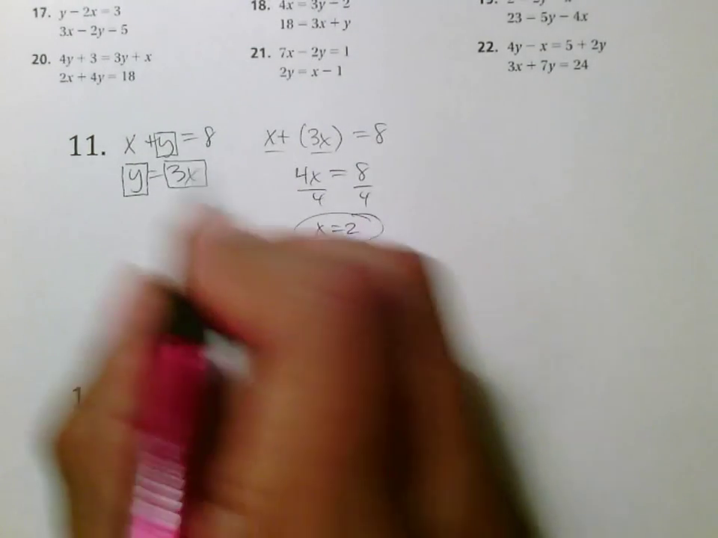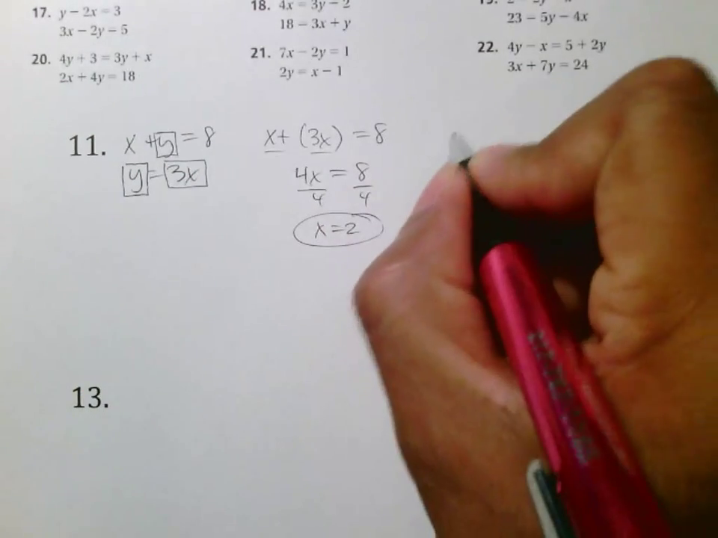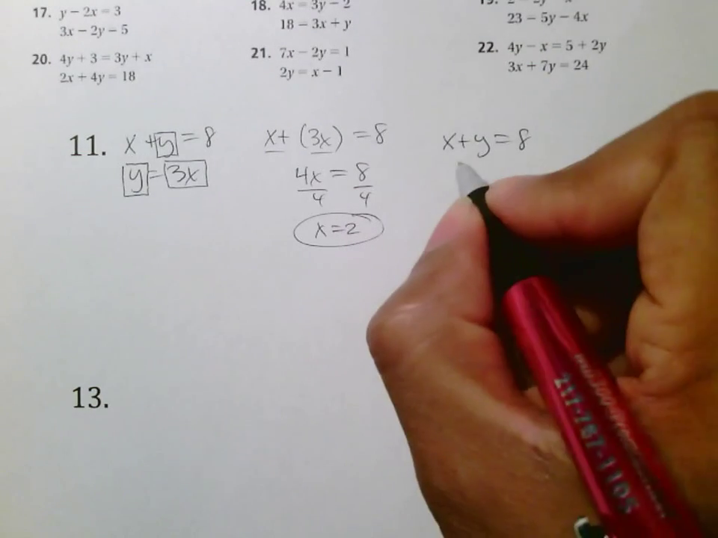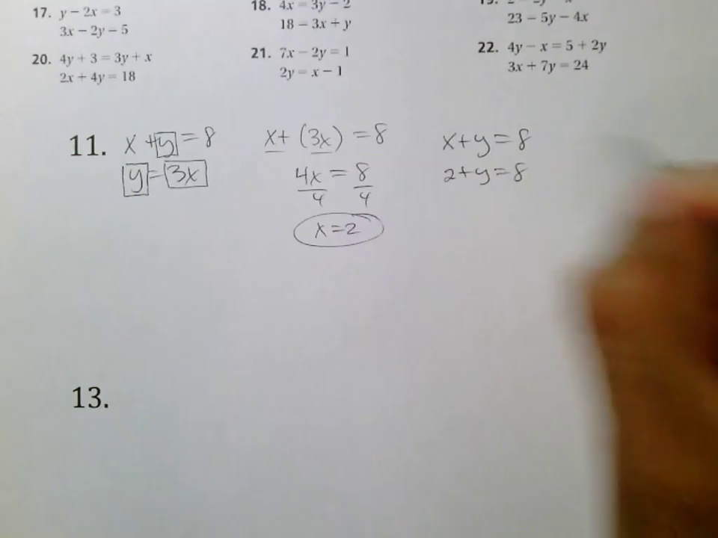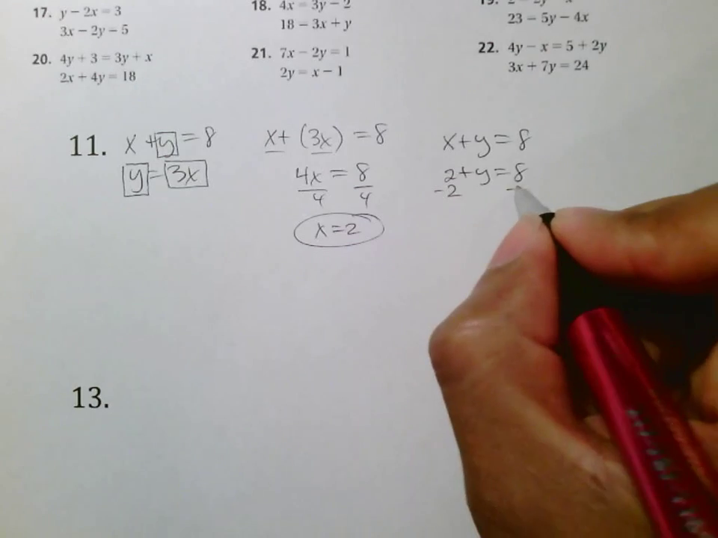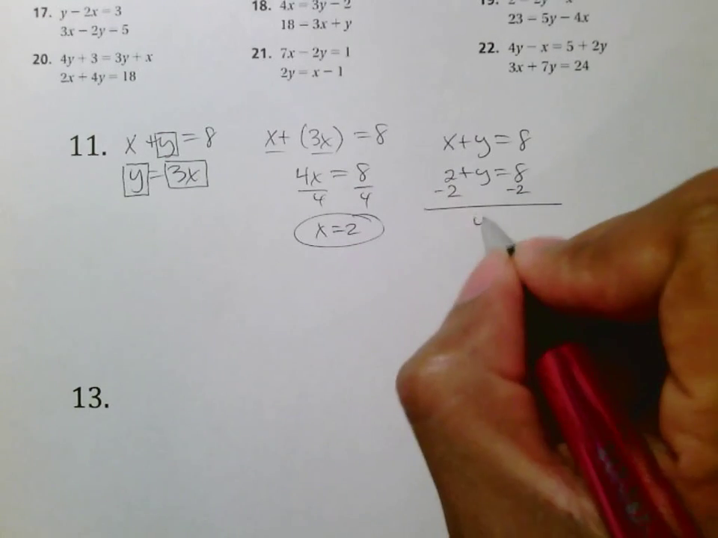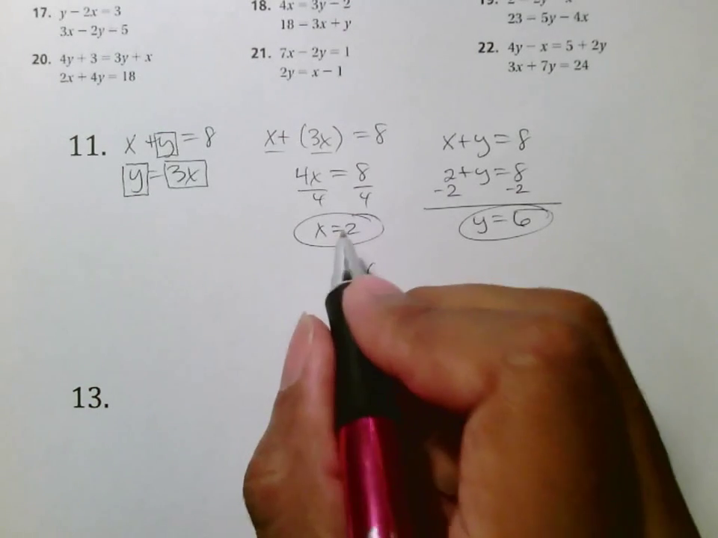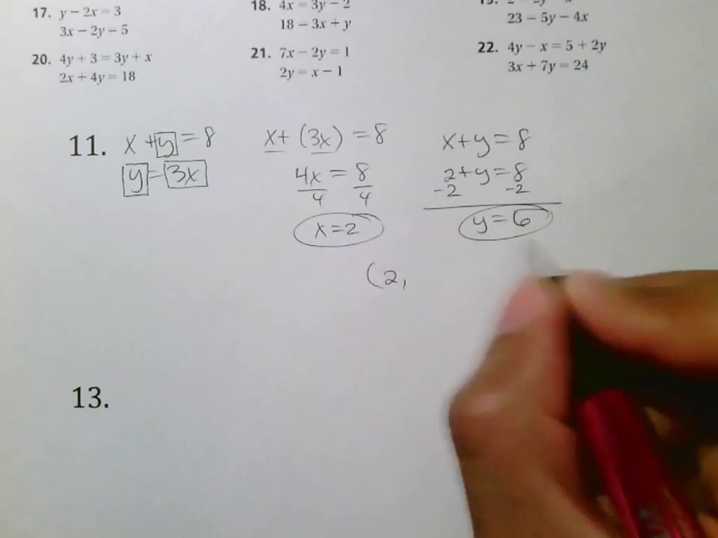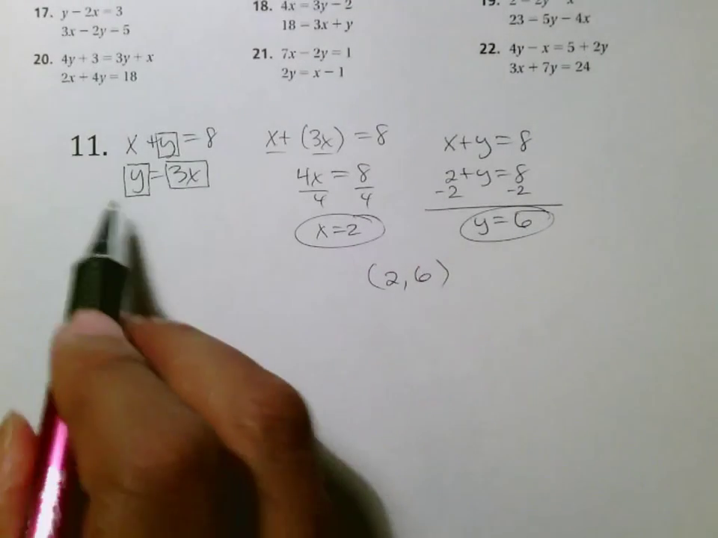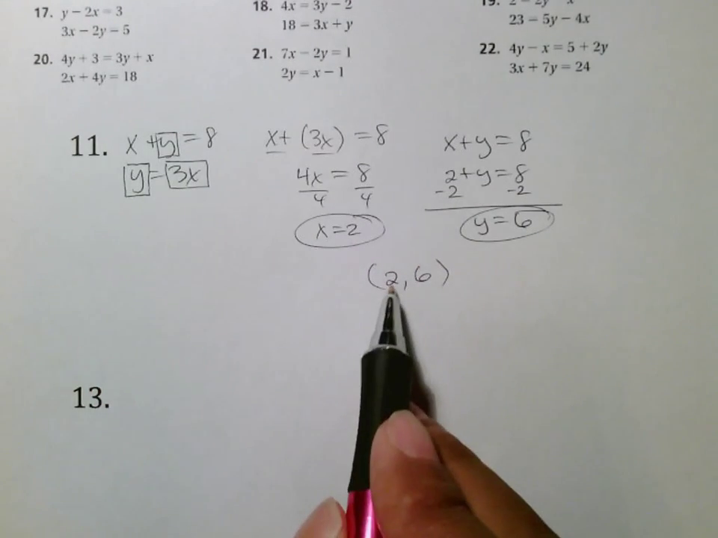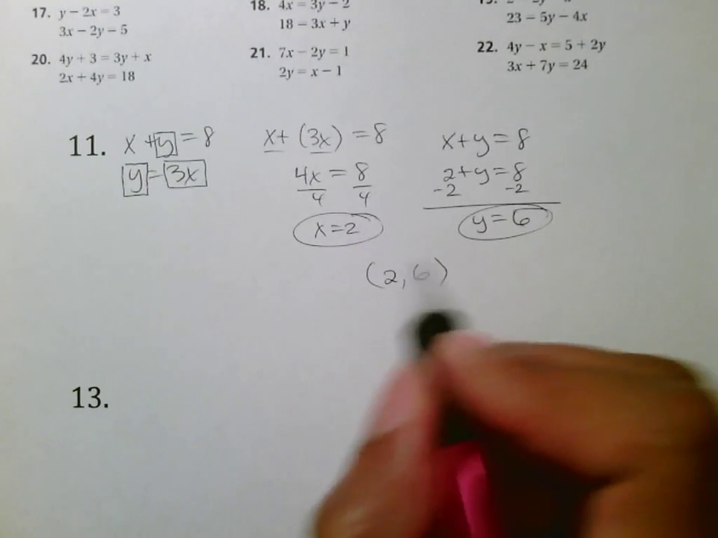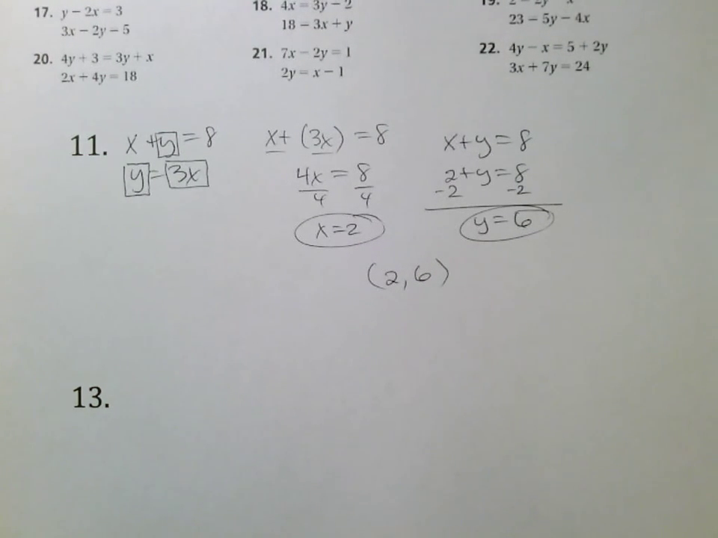Once I have that first answer, I rewrite one of my originals, which I'm just going to rewrite, the x plus y equals 8. This x equals 2, which means that 2 plus y equals 8. And if I am solving for y, then I want to subtract 2 from both sides, getting y equals 6. This means that my ordered pair is always x first, y second, so it'll be 2 comma 6. And you always want to check it with the equation you did not use. This means I'm going to put 2 in for x. 3 times 2 is 6, which matches, which means that my answer is correct on number 11.